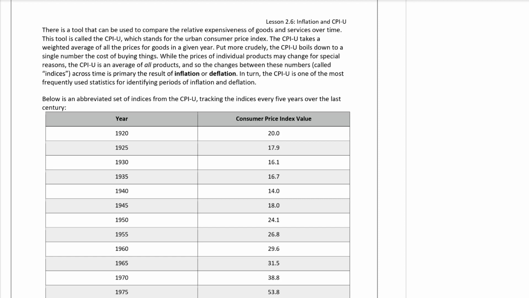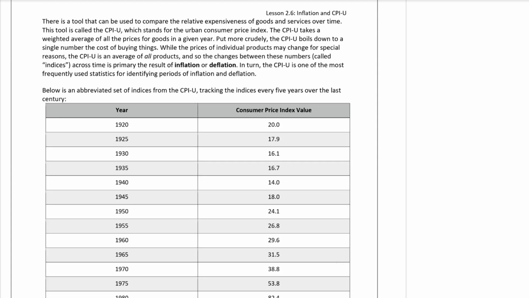Put more crudely, the CPIU boils down to a single number that gives you the cost of buying things. While the prices of individual products may change for special reasons, the CPIU is the average. You add all the prices and you divide by how many, right? So that changes between these numbers. The changes between these numbers, called indices, across time is primarily a result of inflation or deflation. In turn, the CPIU is one of the most frequently used statistics for identifying periods of inflation and deflation. So those words, inflation and deflation, are what we're going to discuss quantitatively, right? Using numbers.